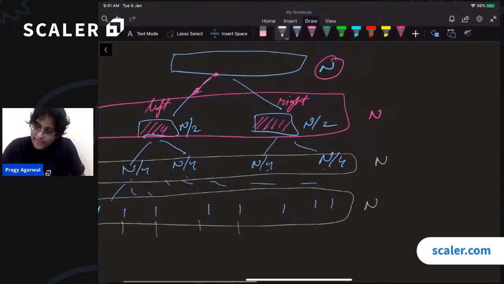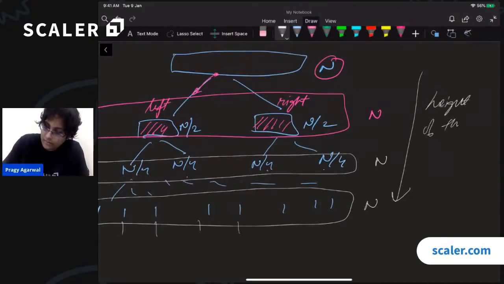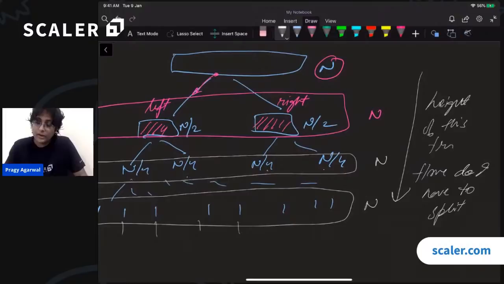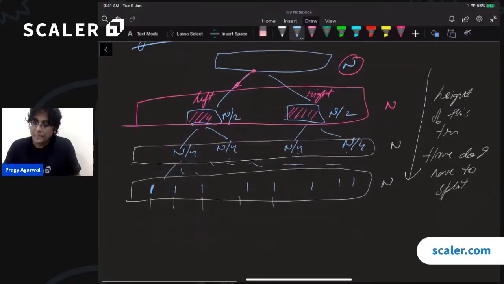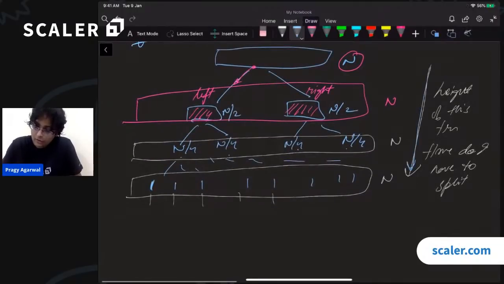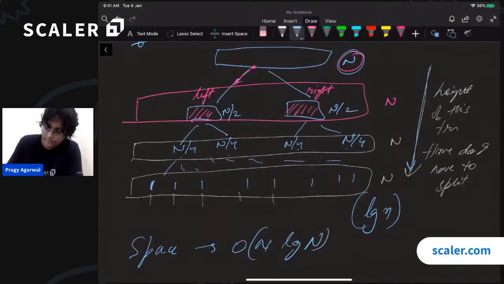That depends on how many times this n occurs. What is the height of this tree? Basically, how many times do I have to split? If my partition is good, if I'm splitting it into halves every time, then the number of steps it will take will be log n. And at every step, I'm taking n memory. So my total space will be order of n log n. Is that clear?